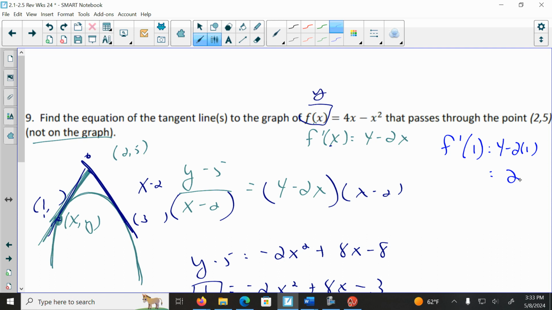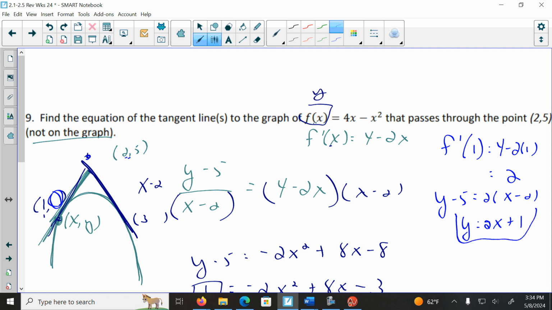It doesn't ever ask me for the point, so I really don't have to find the point because I can use (2, 5). So I'm just going to do that. I'm going to go lazy today. So I'm going to do y minus 5 equal to 2 times x minus 2. And when I simplify that, I'm going to get y is equal to 2x plus 1.